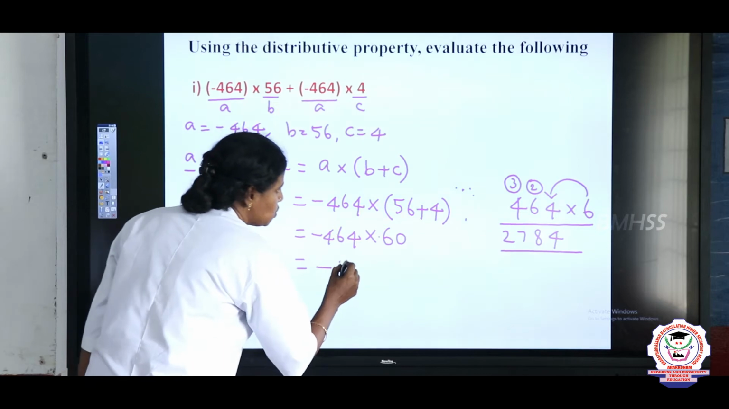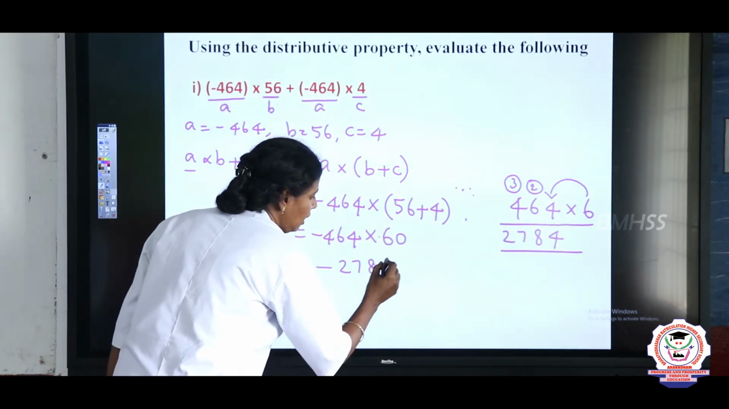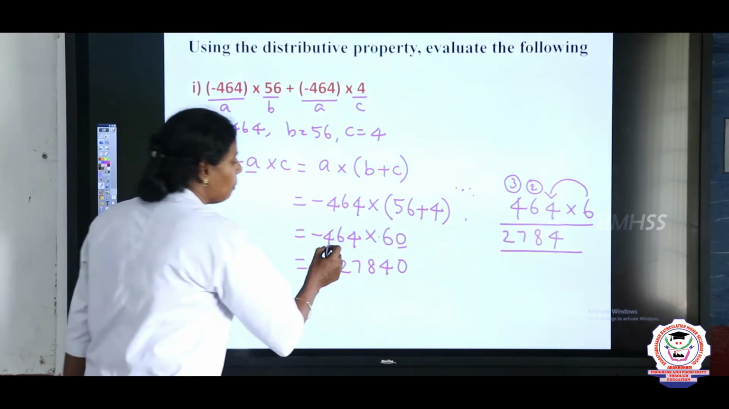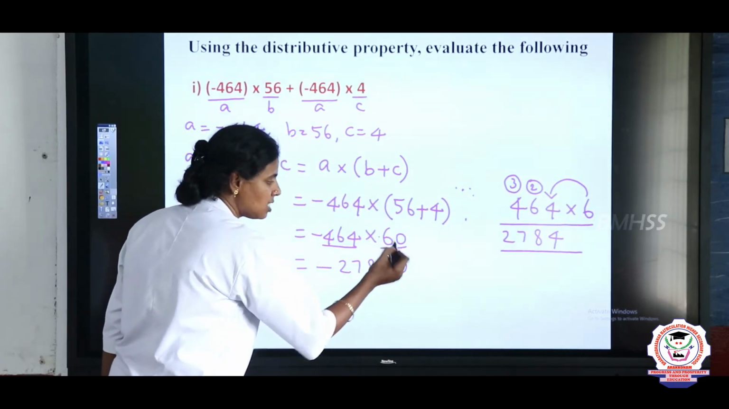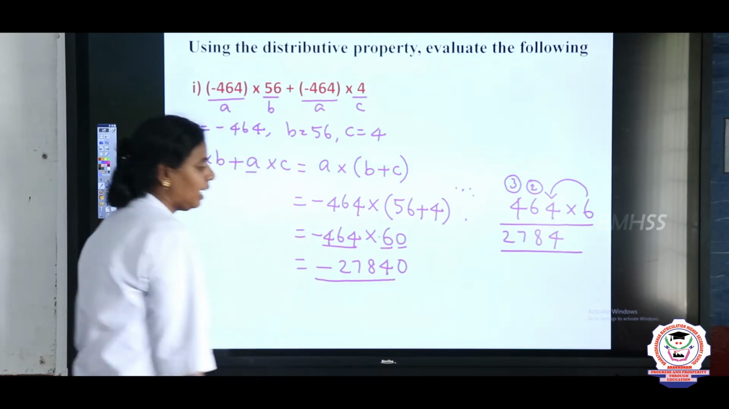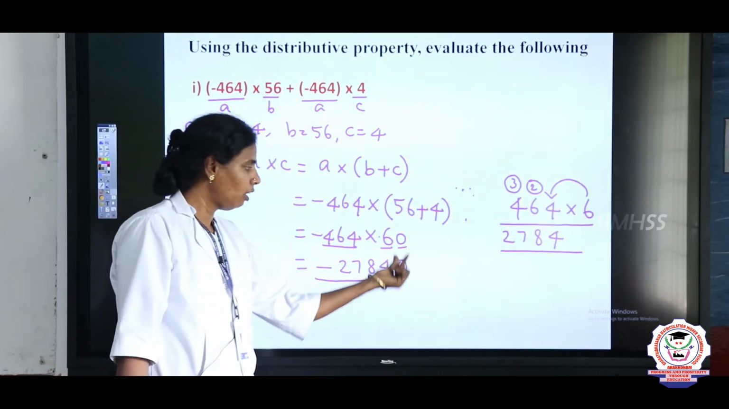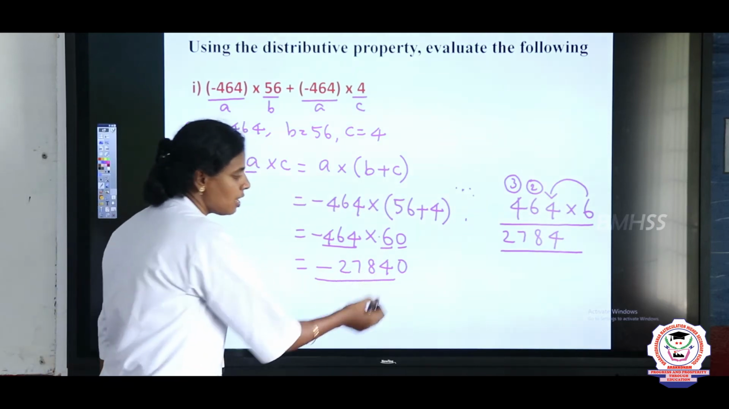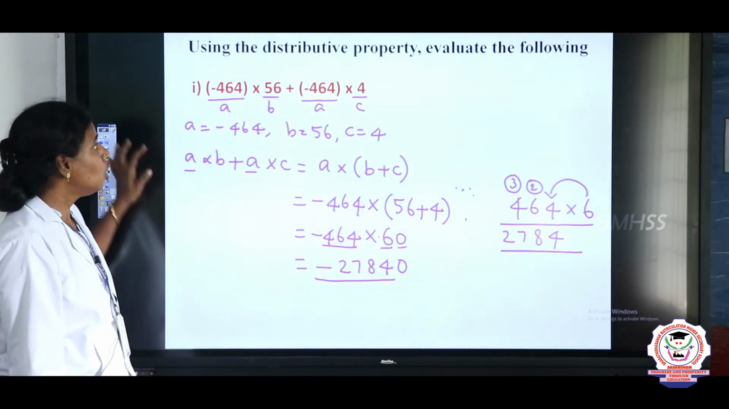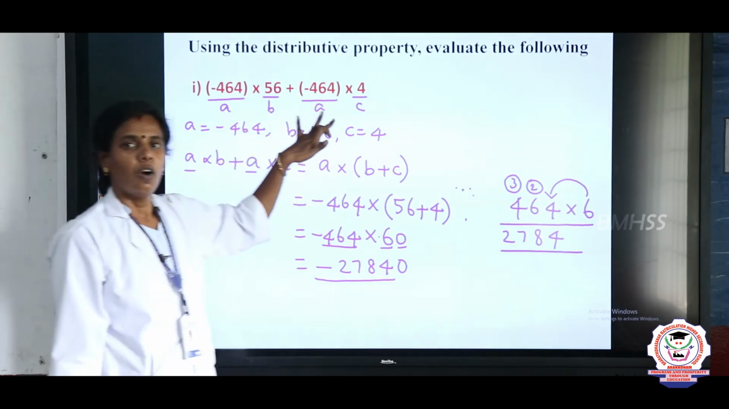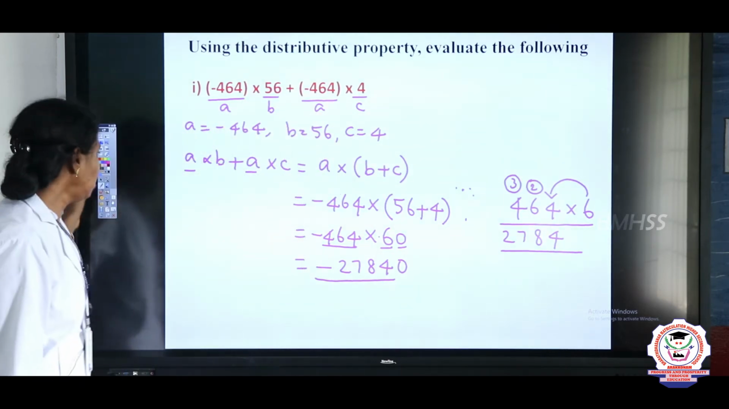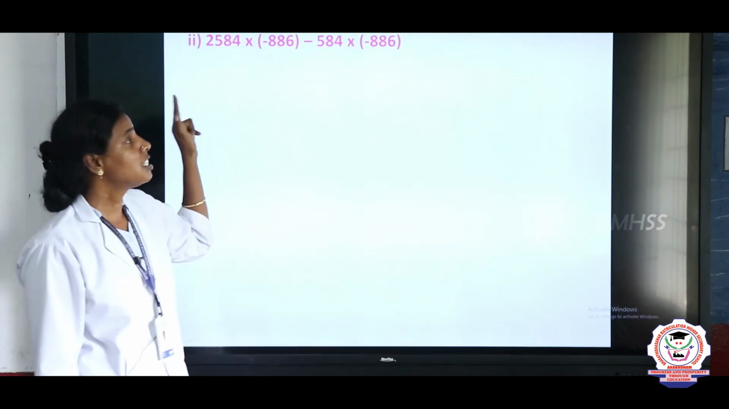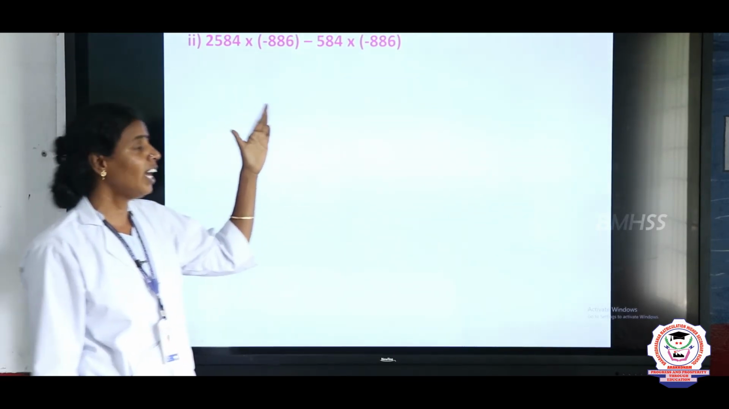So, the answer is 2784 and this 0 will be included in this. We have multiplied 464 into 6. The answer is minus 2784 and 0 is included. Therefore, the answer is minus 27840. So, multiplication over addition in the distributive property we have seen. Next, we are going to see the distributive property of multiplication over subtraction.